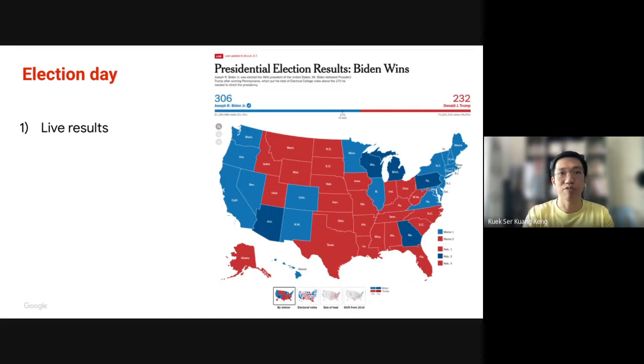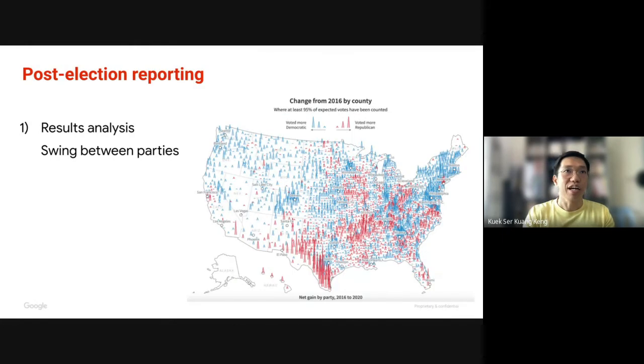Most of them are quite straightforward, and most of it is not about the visualization. Most of it is about how fast you can update the results. After the election, there are also data-driven stories that you can do. One is to look at the results analysis, the swing between parties. For example, this is the swing between Republicans and Democrats in the US. I know that in the Philippines, political parties are not that important compared to candidates, so probably you can't do this kind of historical comparison.